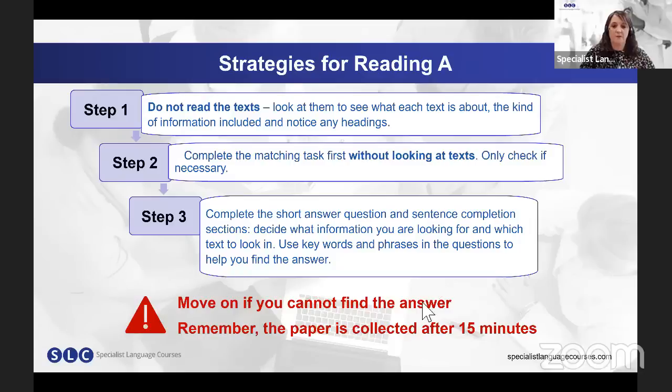All right. And remember, your paper is collected after 15 minutes, or for the OET at home, your access expires after 15 minutes. So we are going to look in more detail and more depth today at this particular step, step three, and we're going to look at how you can find keywords, how you can find the phrases in order to help you find the answers. So we're going to look particularly at sentence completion and short answer questions today.